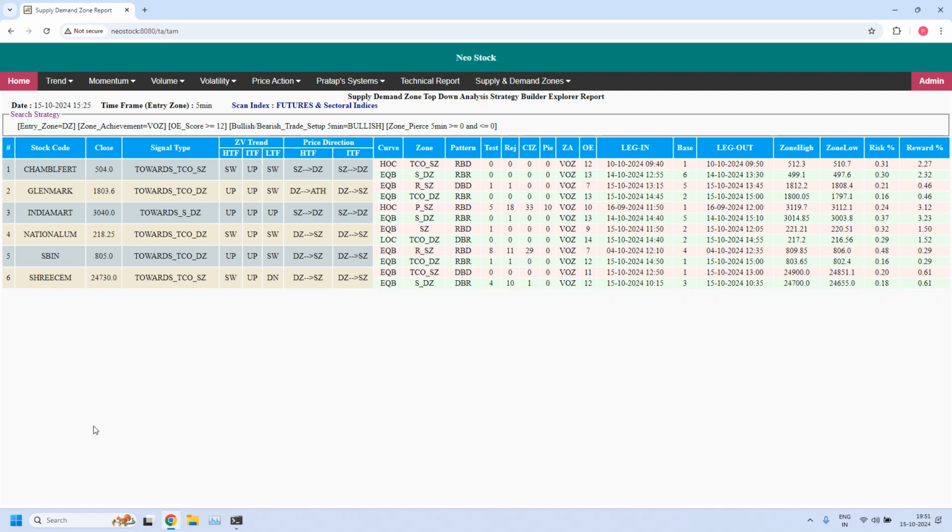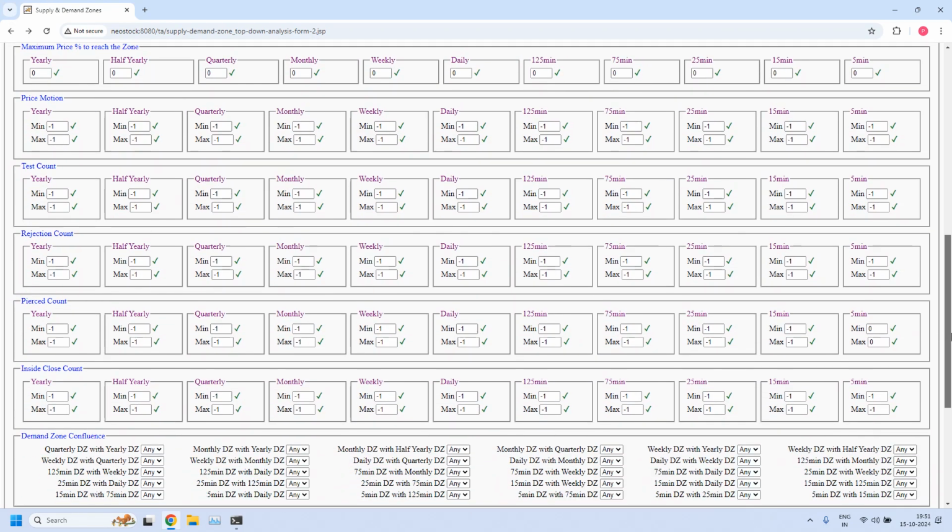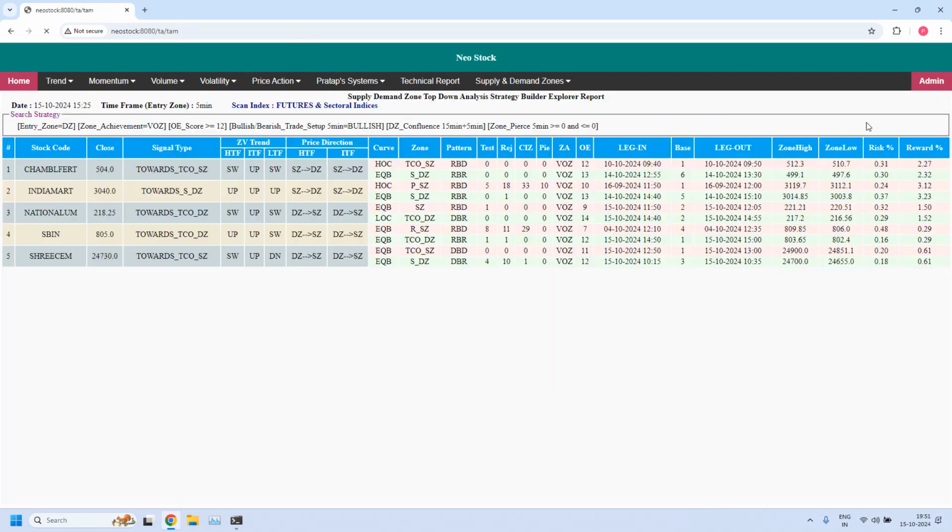To improve the probability, let us verify out of these 6 how many are having ITF confluence. That is 5 minutes demand zone with 15 minutes demand zone confluence. So I am enabling the filter 5 minutes demand zone with 15 minutes demand zone confluence. Now let's filter. Out of 5 stocks are filtered. These 5 stocks are having an ITF demand zone confluence.